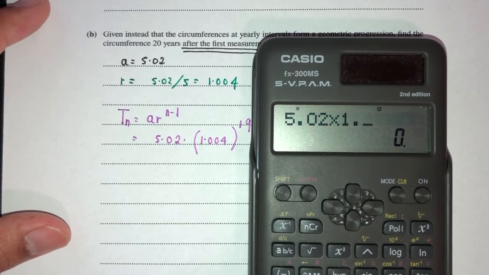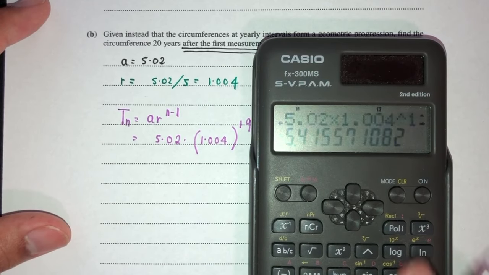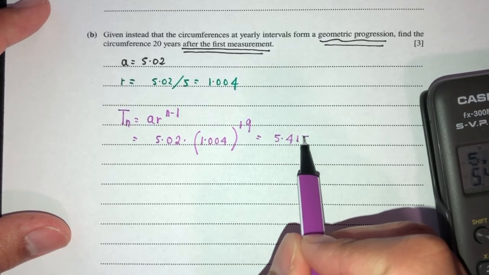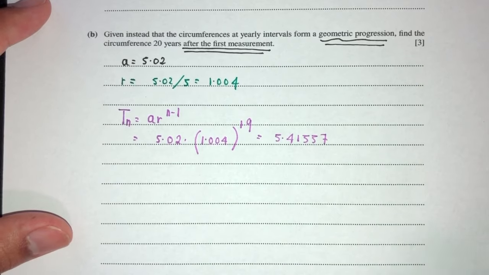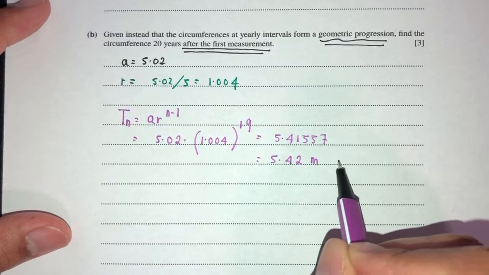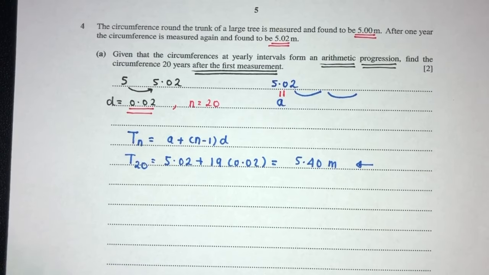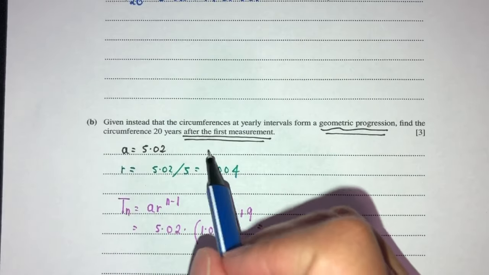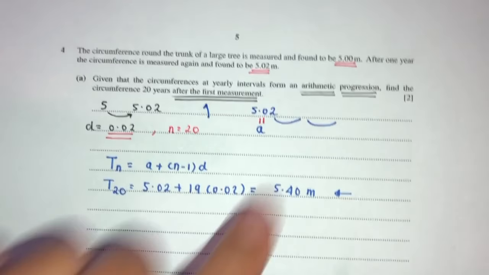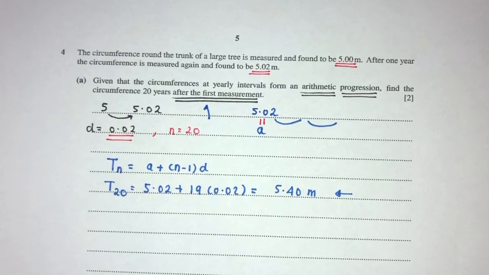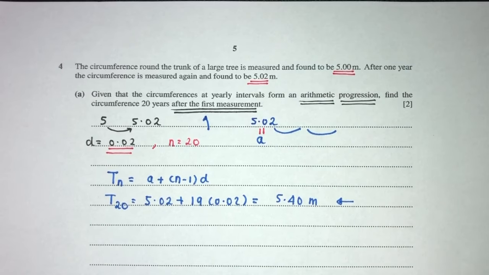5.02 times 1.004 to the power 19. That should be 5.41557. But corrected to 3 significant figures, you will say obviously 5.42 meters for your answer for question part B. And that is your question number 4. But the catching point here is we have to take this into account after the first year. So we just ignore the first value here at 5, and look at this one as your first term to proceed. This is your question number 4.